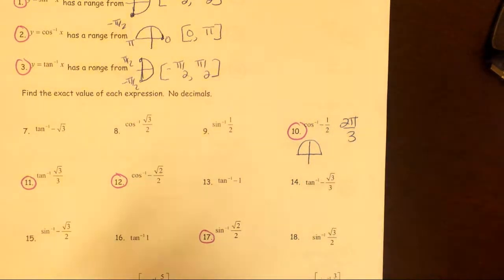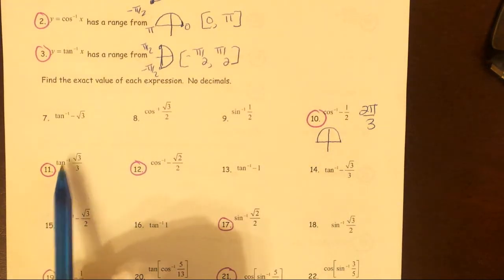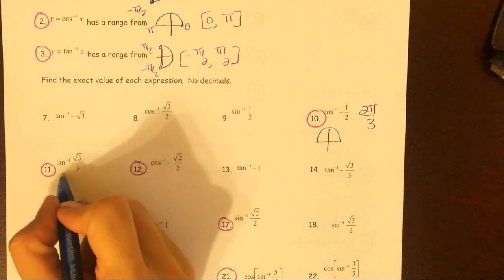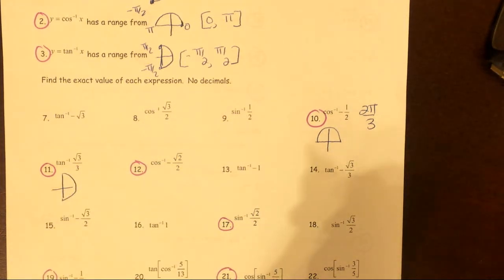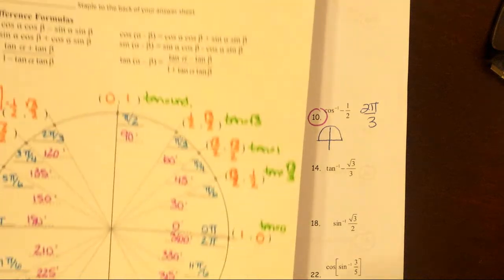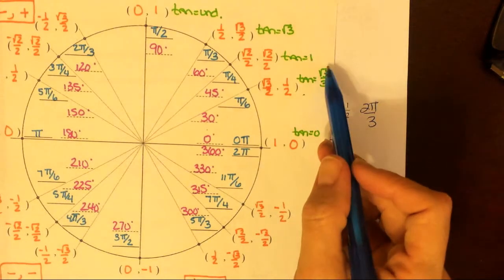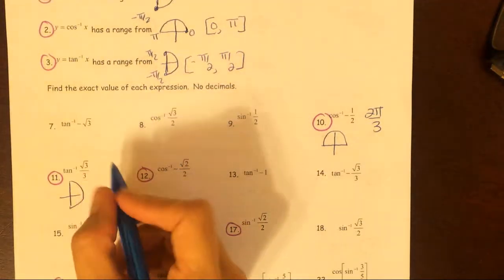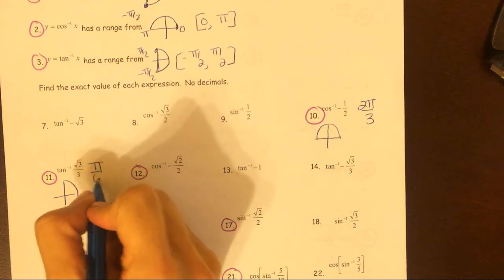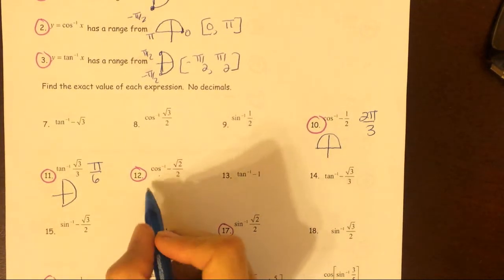So if you have your unit circle filled out, it makes it super easy. Number 11 wants to know what is tangent inverse of radical 3 over 3. Well, I know tangent inverse is only in quadrants 1 and 4. And then I look at my circle, and I know, because I've labeled my circle, that tangent is root 3 over 3 at pi over 6. So the answer is pi over 6.